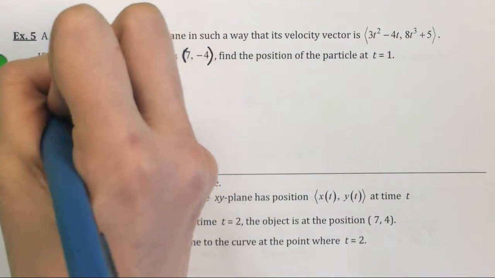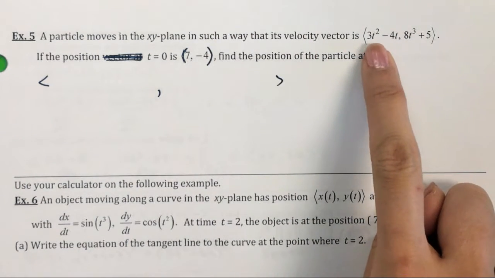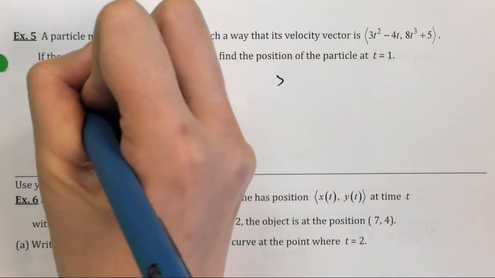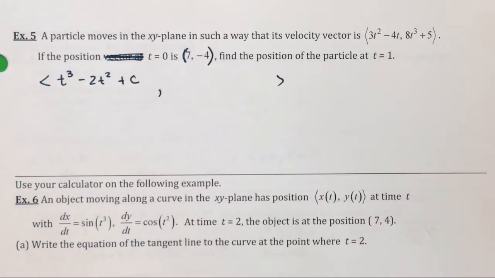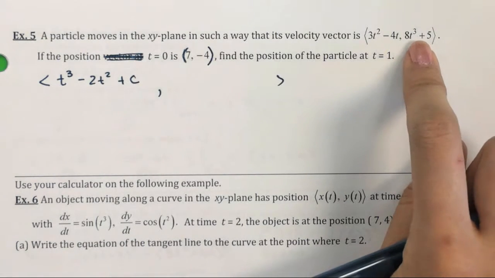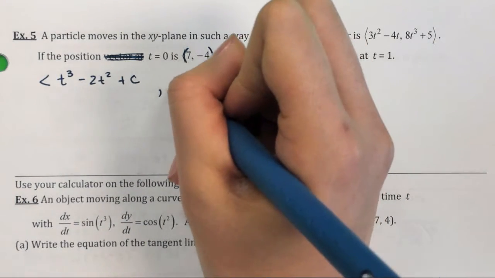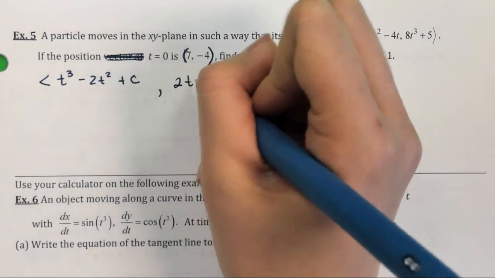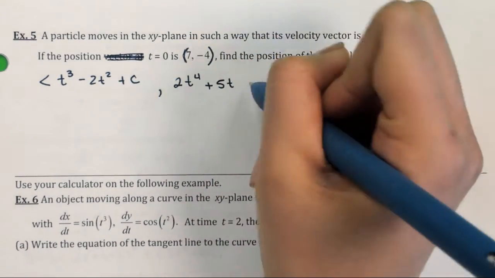Integrate. Good. So it's just the integral of this, which is t cubed minus 2t squared, and then we have a plus C, right? And then the integral of this is 2t to the 4th. Am I doing that right? Plus 5t plus C.